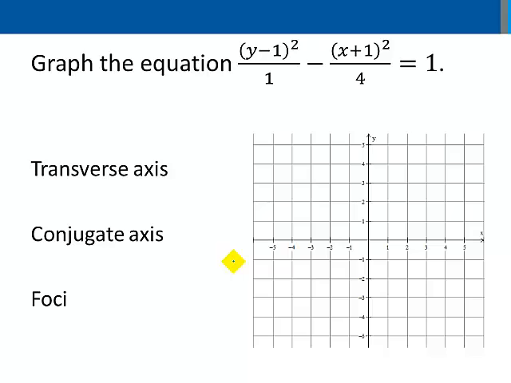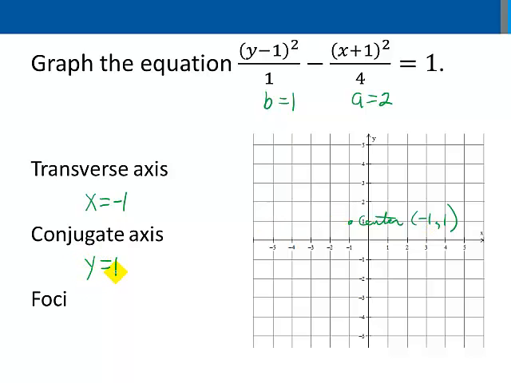Next, let's take this equation and graph it. I can see that I have a center of (negative 1, 1). And I can see that I will have a vertical transverse axis. So we could see that b squared equals 1, or b equals 1, and that a squared equals 4, or a equals 2. Okay, so before we go further, let's look at what is our transverse axis. It would be x equals negative 1. Our conjugate axis is perpendicular to that through the center, would be y equals 1.